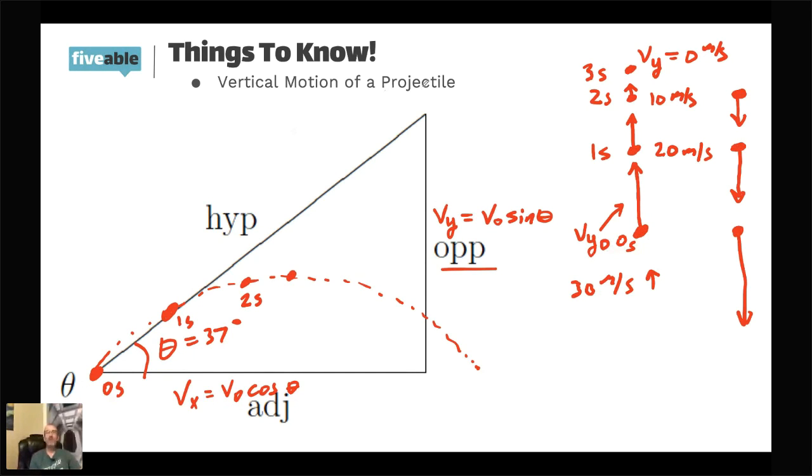So obviously the vertical motion of a projectile will decrease on the way up, and then it will increase on the way back down. And whatever velocity it had when it was launched, so remember we said it was about 30 meters per second, that's the same velocity it will have on the way down, but it will be the opposite sign. So our velocity here is negative 30 meters per second. So that's kind of the thing that you're going to see. All right, let's go ahead and take a look at some problems.